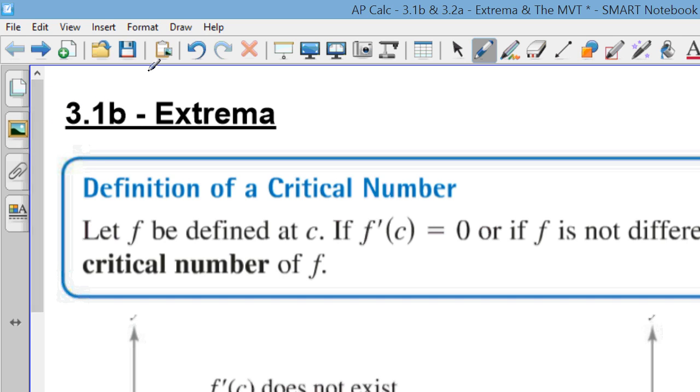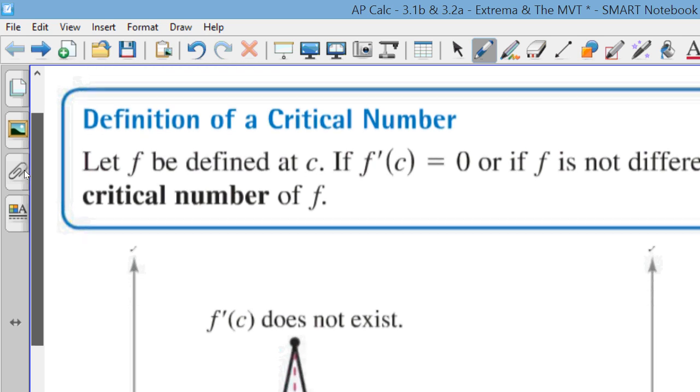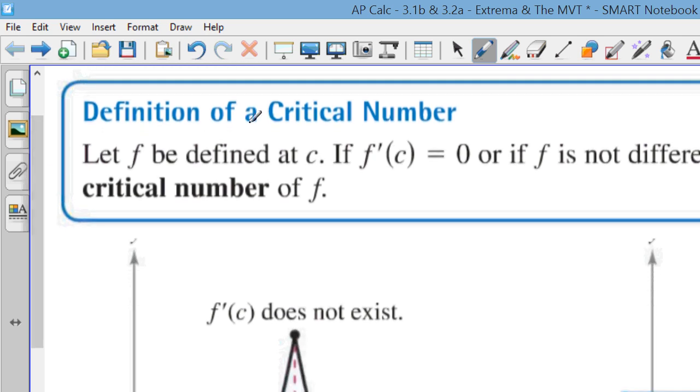So if we look, today is 3.1B Extrema, so you can write the date here, okay? And we want to talk about what a critical number is. I think we feel pretty decent about this if you looked at 3.1A. But a critical number is basically if the derivative at that number is 0, and C is for critical number.